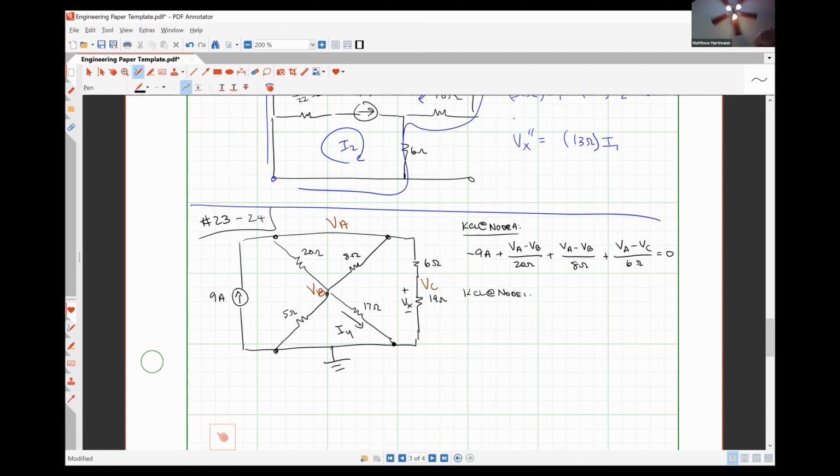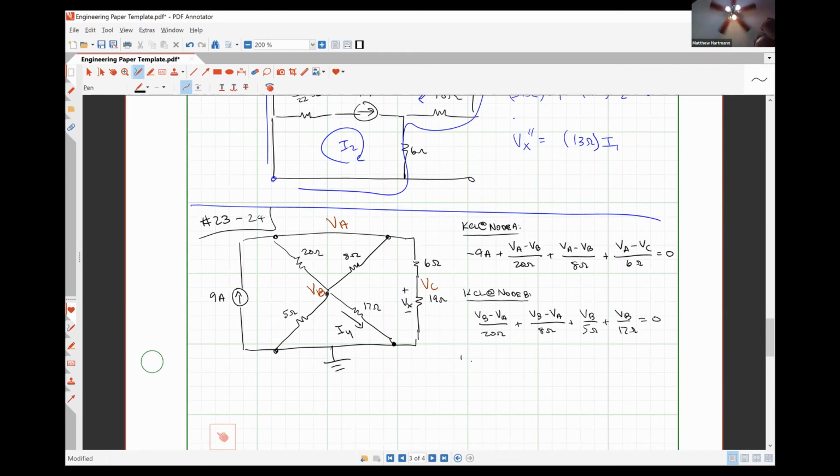My KCL at node B. Let's see. VB minus VA over 20 ohms plus VB minus VA over 8 ohms plus VB over 5 ohms plus VB over 17 ohms is equal to 0.